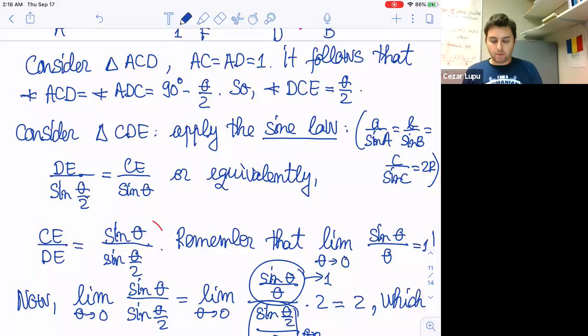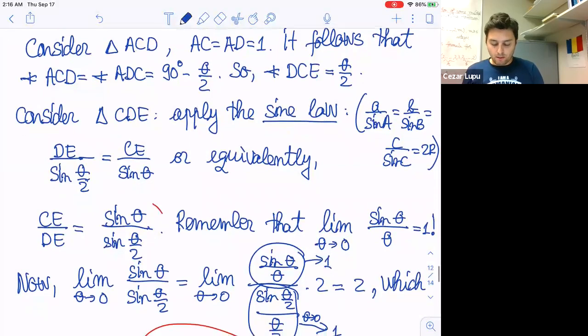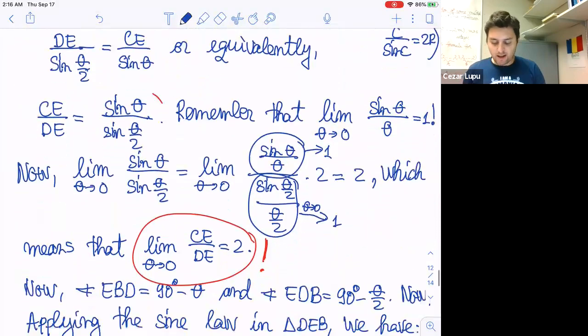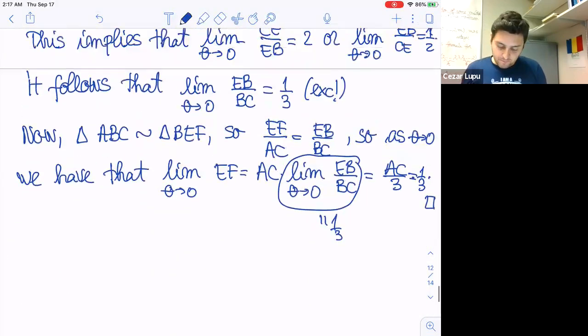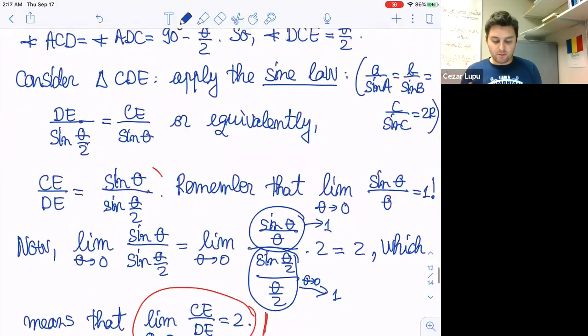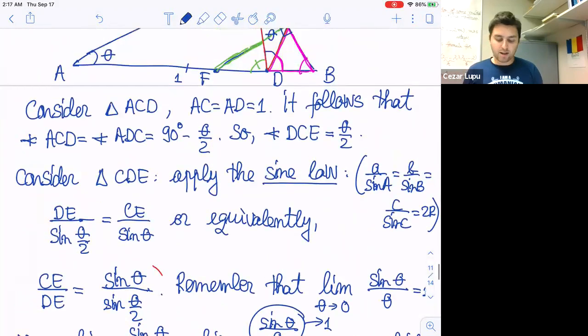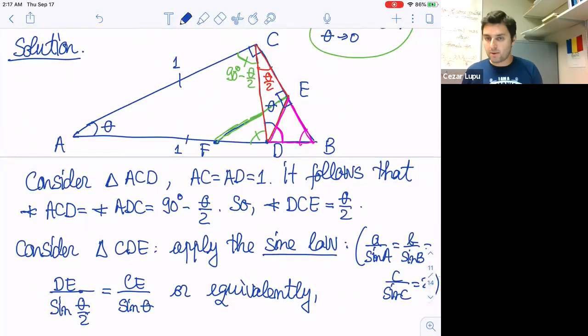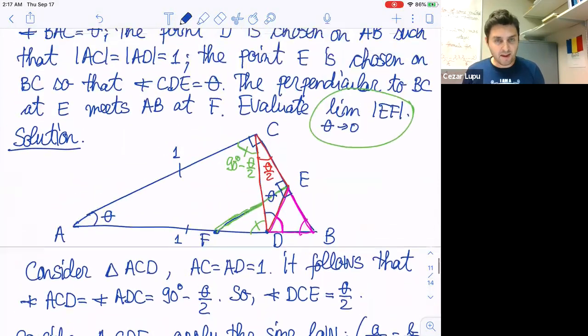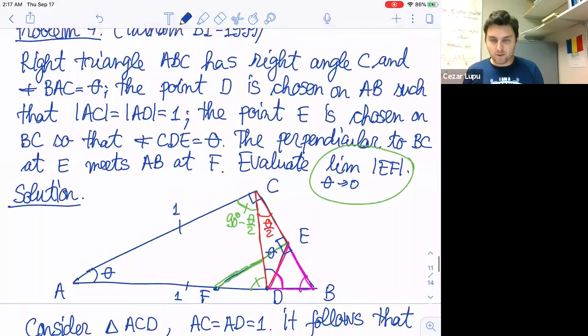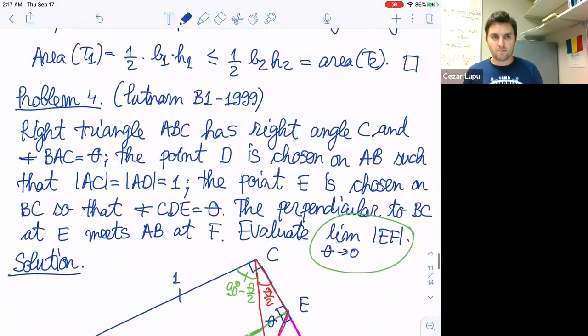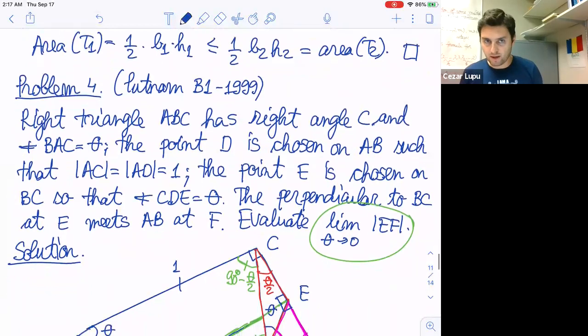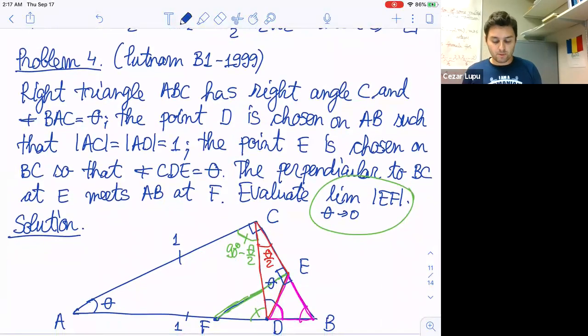That was the problem that I wanted to do. It's a nice problem. It has many ingredients here. You can use the sine law, some angle chasing, similarity, and also some limits about trigonometric functions. The only thing you need to use here was just Calc 1 material, nothing else. All right, so that was problem number 4.